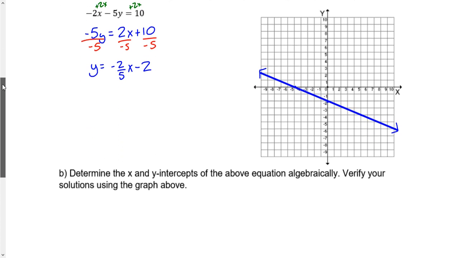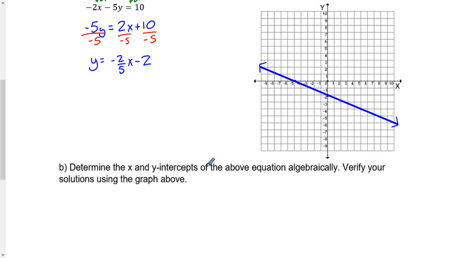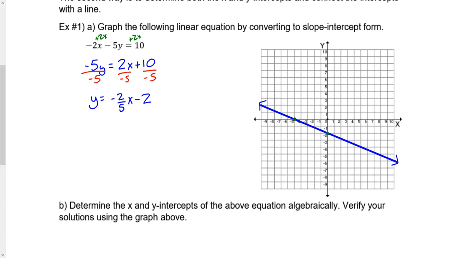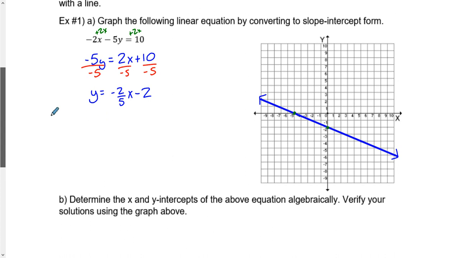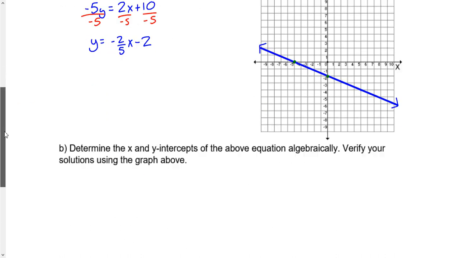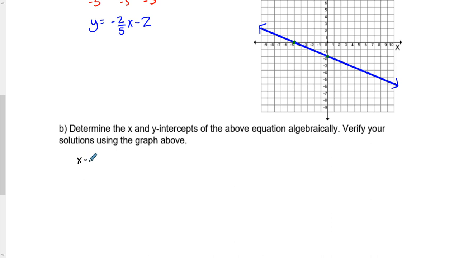The other way is to determine our x and y intercepts. Now we're going to verify it by using the graph here. For example, we can see exactly where our y-intercept is and exactly where our x-intercept is, so we're going to prove that. Remembering back to Foundations 10, our x-intercept occurs when y equals 0, and likewise, our y-intercept occurs when x equals 0.